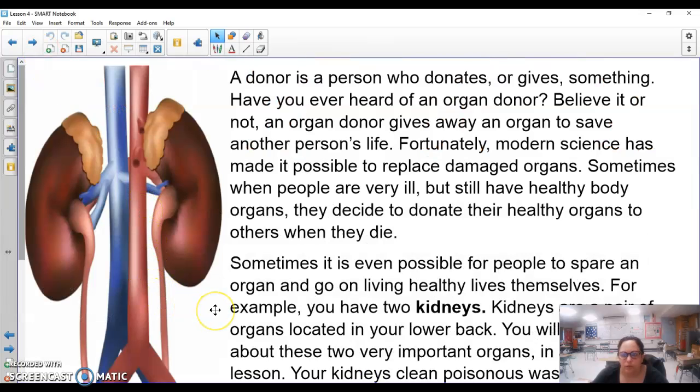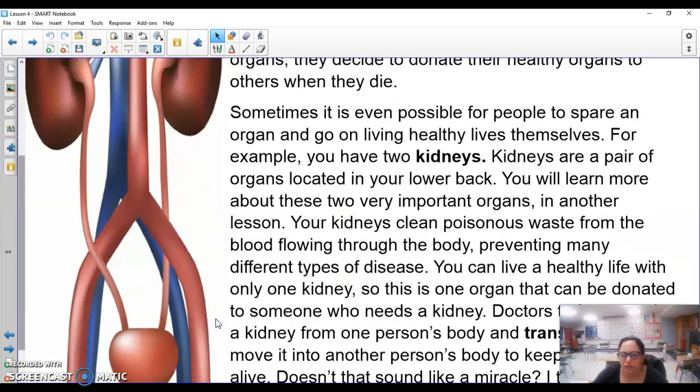A donor is a person who donates or gives something. Have you ever heard of an organ donor? Believe it or not, an organ donor gives away an organ to save another person's life. Fortunately, modern science has made it possible to replace damaged organs. Sometimes when people are very ill, but still have healthy body organs, they decide to donate their healthy organs to others when they die. Sometimes it is even possible for people to spare an organ and go on living healthy lives themselves. For example, you have 2 kidneys.